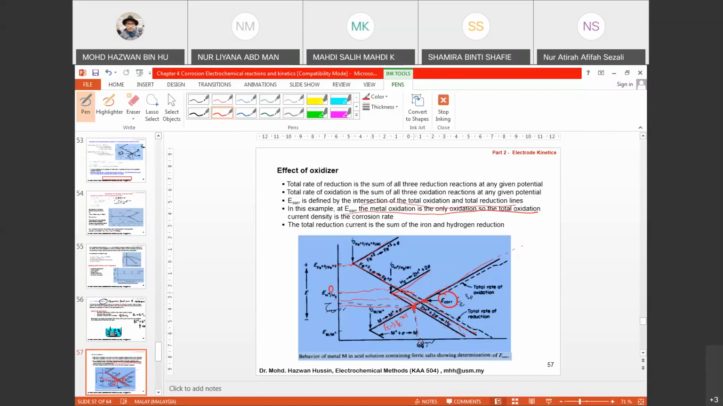When you have a shift, even just a slight shift, this indicates that it didn't form over here, but instead forms at a new point, which is here. So the dotted line means it is the sum of the three reduction reactions, as mentioned over here. This is the point where you have the sum of the total reduction process, and the dotted line over here is the sum of all the oxidation processes.